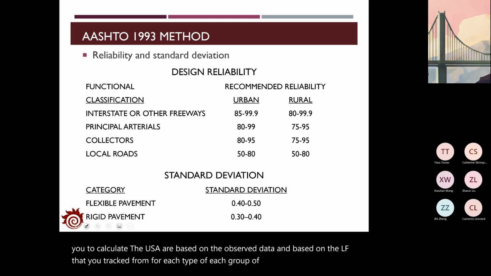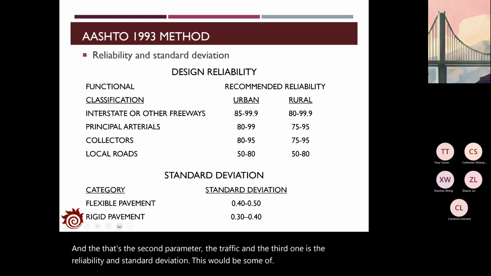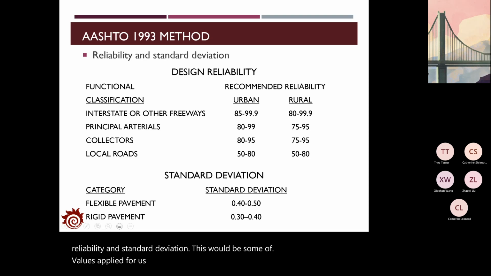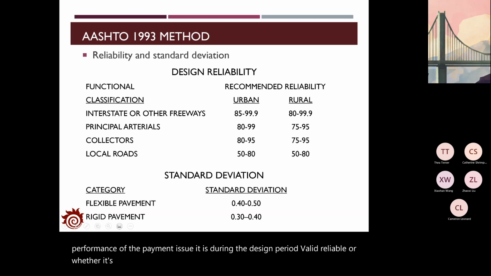And that's the second parameter, the traffic. And the third one is the reliability and the standard deviation. These would be values applied for us to identify how the performance of the pavement is during the design period, whether it's reliable or whether it's easily broken due to some overloadings or some changes in the weather conditions.